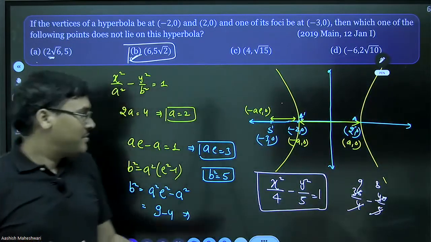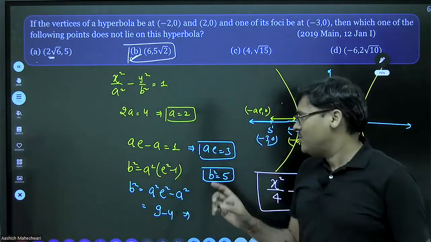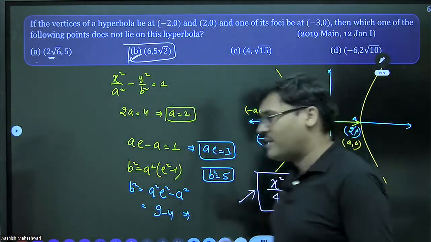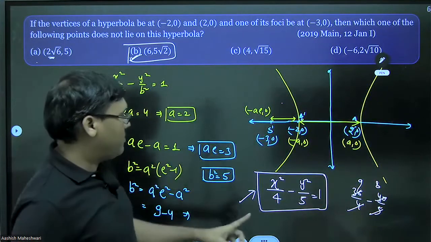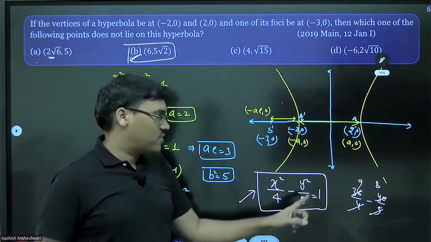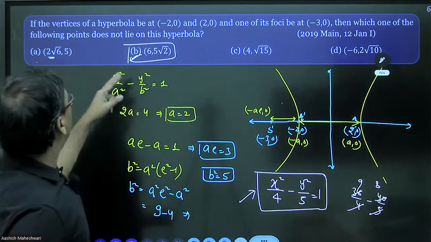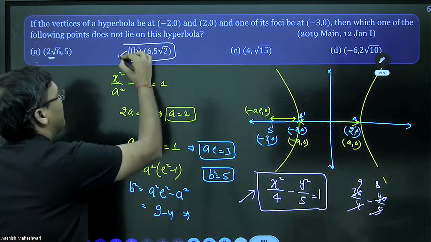Hello everyone. So this was the last question which we were discussing. Actually, there was some technical issue. I gave you the solution till this point in that last video. We derived the equation of that hyperbola, x square upon 4 minus y square upon 5 equal to 1. Now you can check which point does not satisfy this equation, and option B will be the answer. Okay.